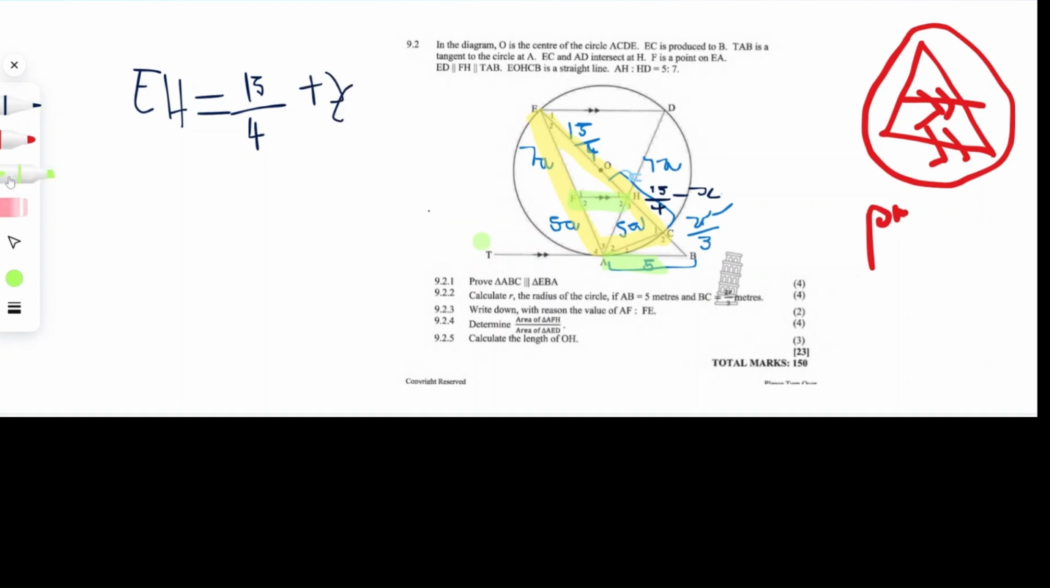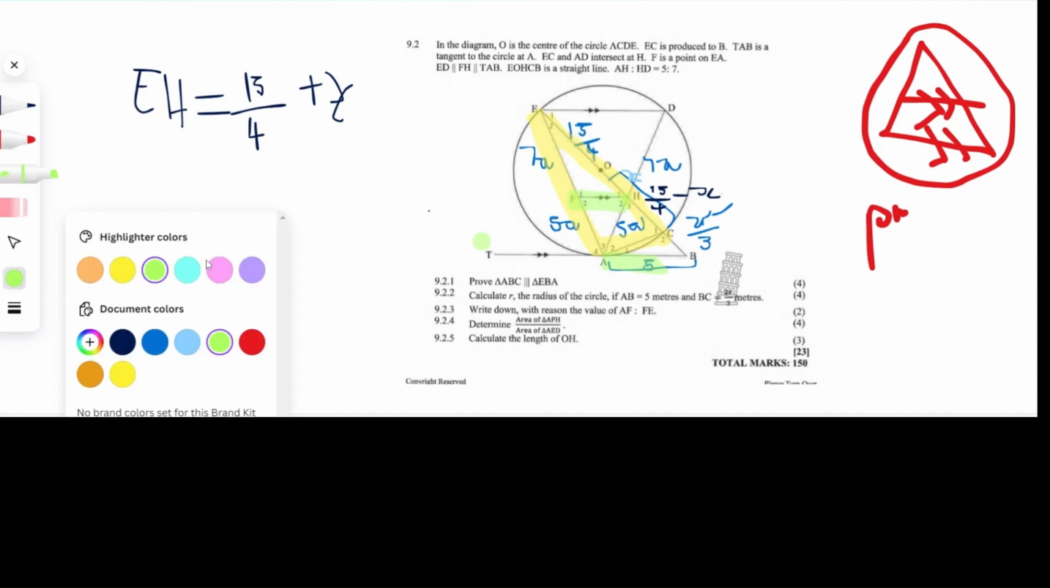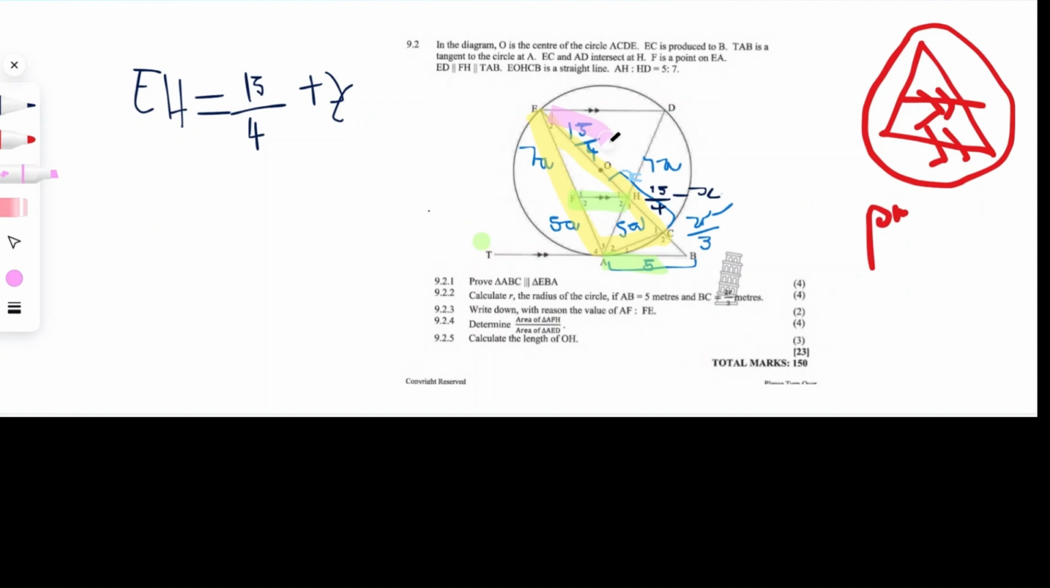Okay, so make sure you just pay very, very close attention. Let me just highlight it so you guys can see carefully. So this is EH. It's made up of X and 15 over 4. So we've already drawn up a little equation for ourselves. Okay, so now it's perfect, guys.